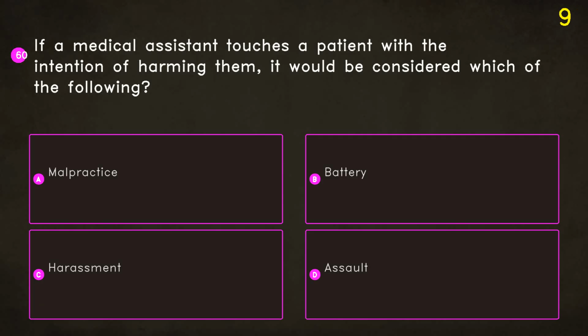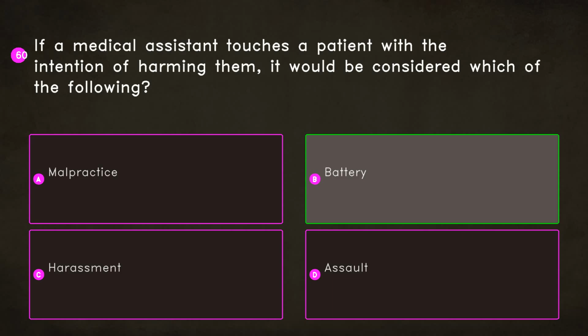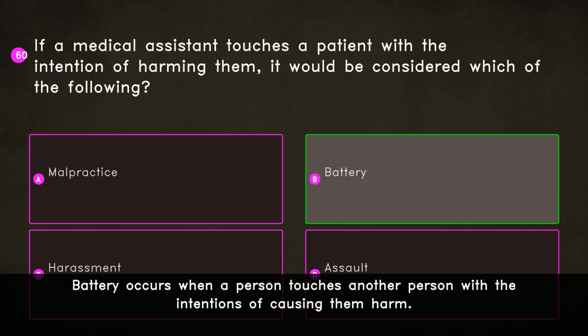Question 60. If a medical assistant touches a patient with the intention of harming them, it would be considered which of the following? A. Malpractice. B. Battery. C. Harassment. D. Assault. The correct answer is battery. Battery occurs when a person touches another person with the intentions of causing them harm.